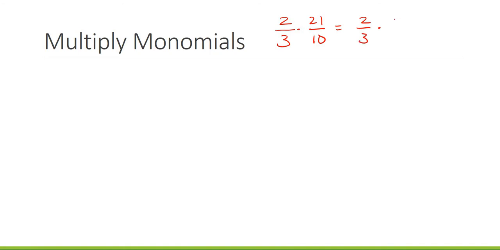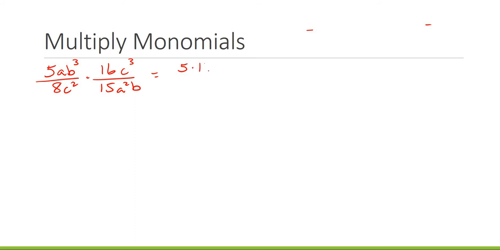2 and 3 are prime. We can't factor them. 21 is 3 times 7. 10 is 2 times 5. And now I can cancel my like factors, and I get 7/5. So even though there's a multiplication there, remember, when I multiply, the top becomes 2 times 3 times 7, the bottom 3 times 2 times 5. Cancel your like factors, and you're all set. Doesn't matter whether we've multiplied first and then cancel, or cancel first and then multiply, as long as you're canceling something on the top with something that's exactly the same in the denominator.